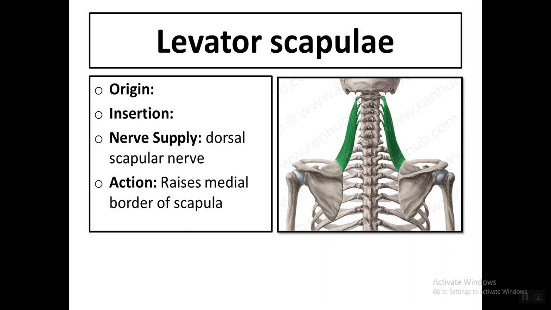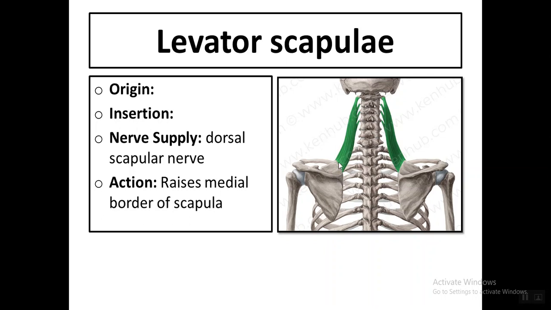It takes origin, the fixed attachment of this muscle, from the transverse processes of the first, second, third, and fourth upper cervical vertebrae. This is the origin. Another site of attachment, the insertion, is the medial border of the scapula above the spine.